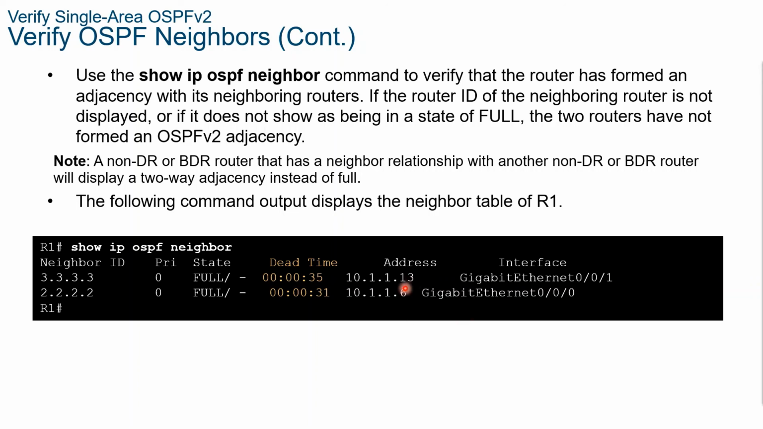Okay? So the next one would be address. This is the IPv4 address of the interface of the neighbor to which this router is directly connected. And the last one is interface. This is the interface on which this router has formed adjacency with the neighbor.